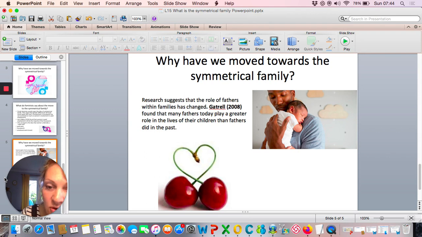Okay, this move has happened because of the feminist movement and because of men wanting to take a greater role in parenting within the household. However, feminists would argue that this is not, in fact, true, and that women are actually doing what's called a triple shift within the house. So I hope that explains a little bit of what the symmetrical family is.